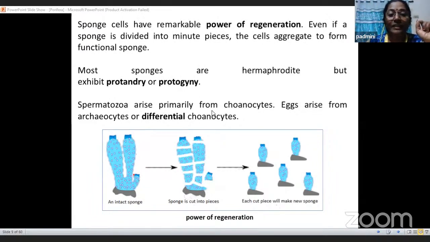And the spermatozoa arise primarily from the conocytes. Now you remember what a conocyte is. Where do you find the conocyte? On the conoderm, that is inside the cell walls of the poriferans. Eggs arise from the archaeocytes or differential conocytes. Archaeocytes, remember the archaeocytes? These are the totipotent cells, and these totipotent cells are the ones that give rise to new cells. Okay, so eggs arise from the archaeocytes, whereas the spermatozoa or sperms arise from the conocytes. So these are the two different major places where the eggs and the sperms are formed.